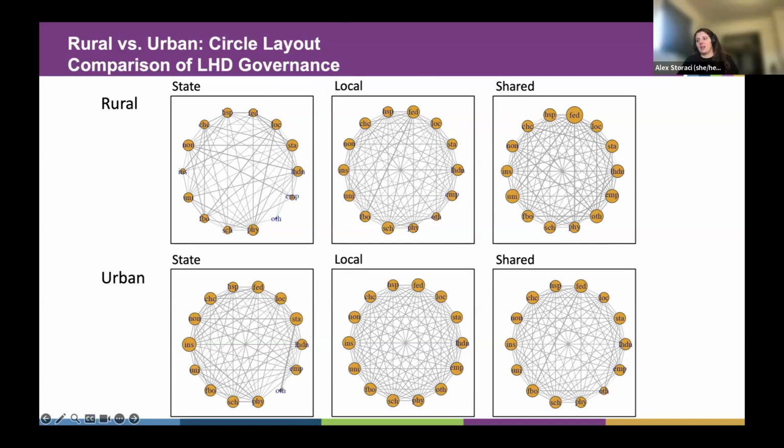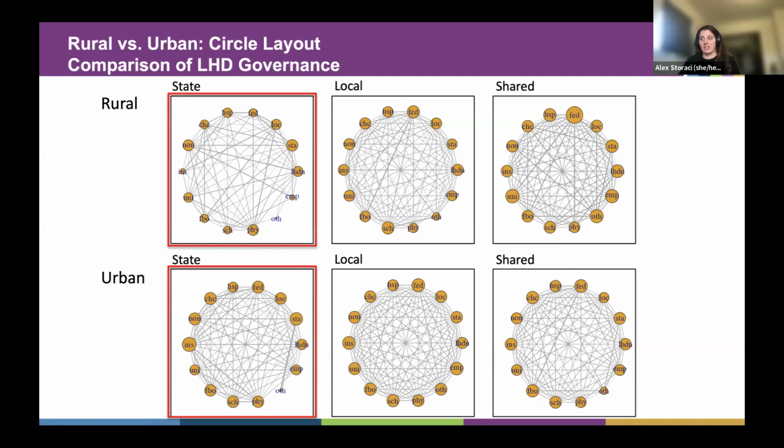And so here, as I mentioned, we have rural and urban networks in 2018 selected, and then we're comparing the networks whose local health department is governed either by the state, locally, or shared. First, if we wanted to compare rural and urban networks governed at the state level, we can see that rural networks are actually quite sparse. There's not a lot of cross-sector collaboration going on here. Urban networks are denser. There's definitely more involvement of these state health agencies, and that's right here. These state health agencies are collaborating with these other types of organizations.